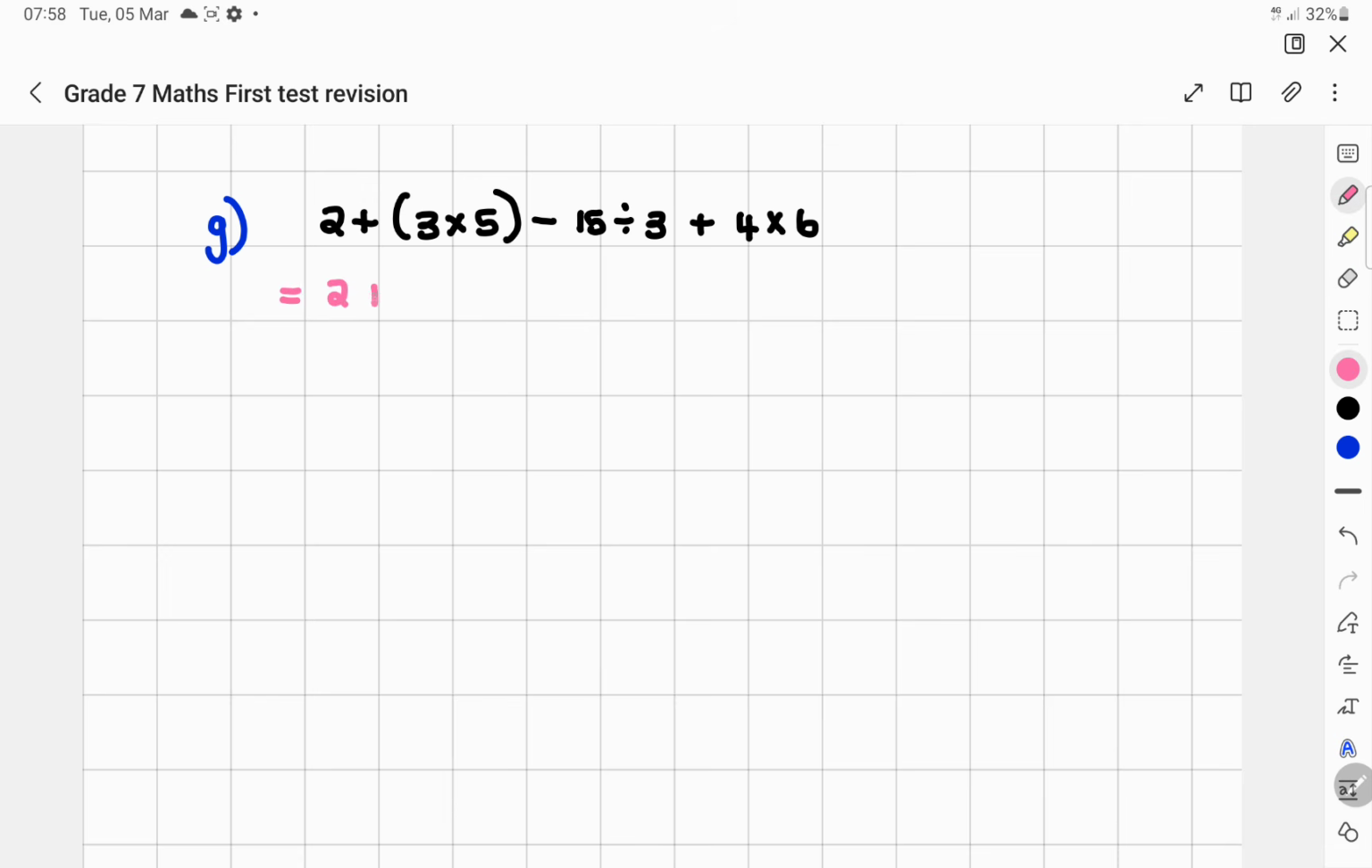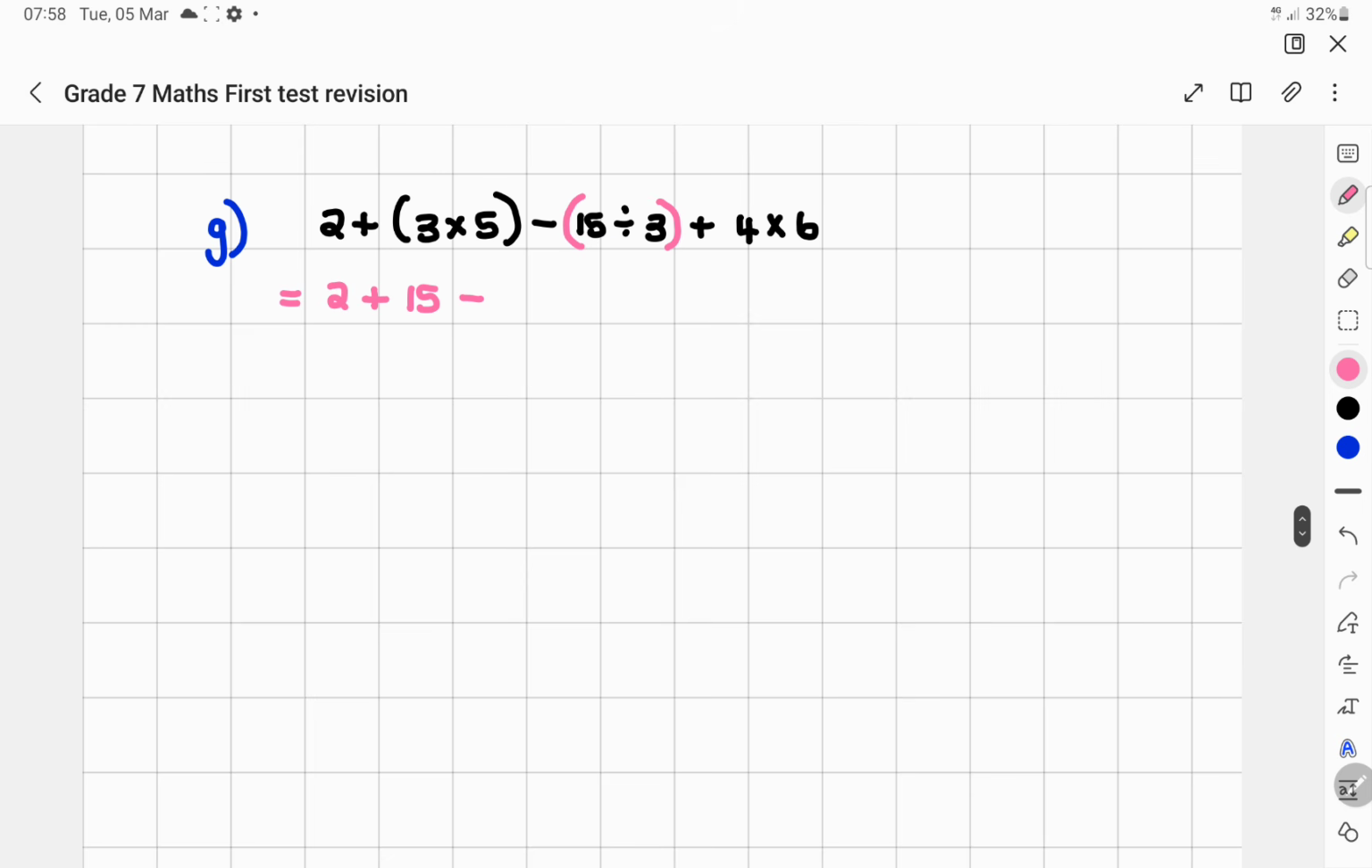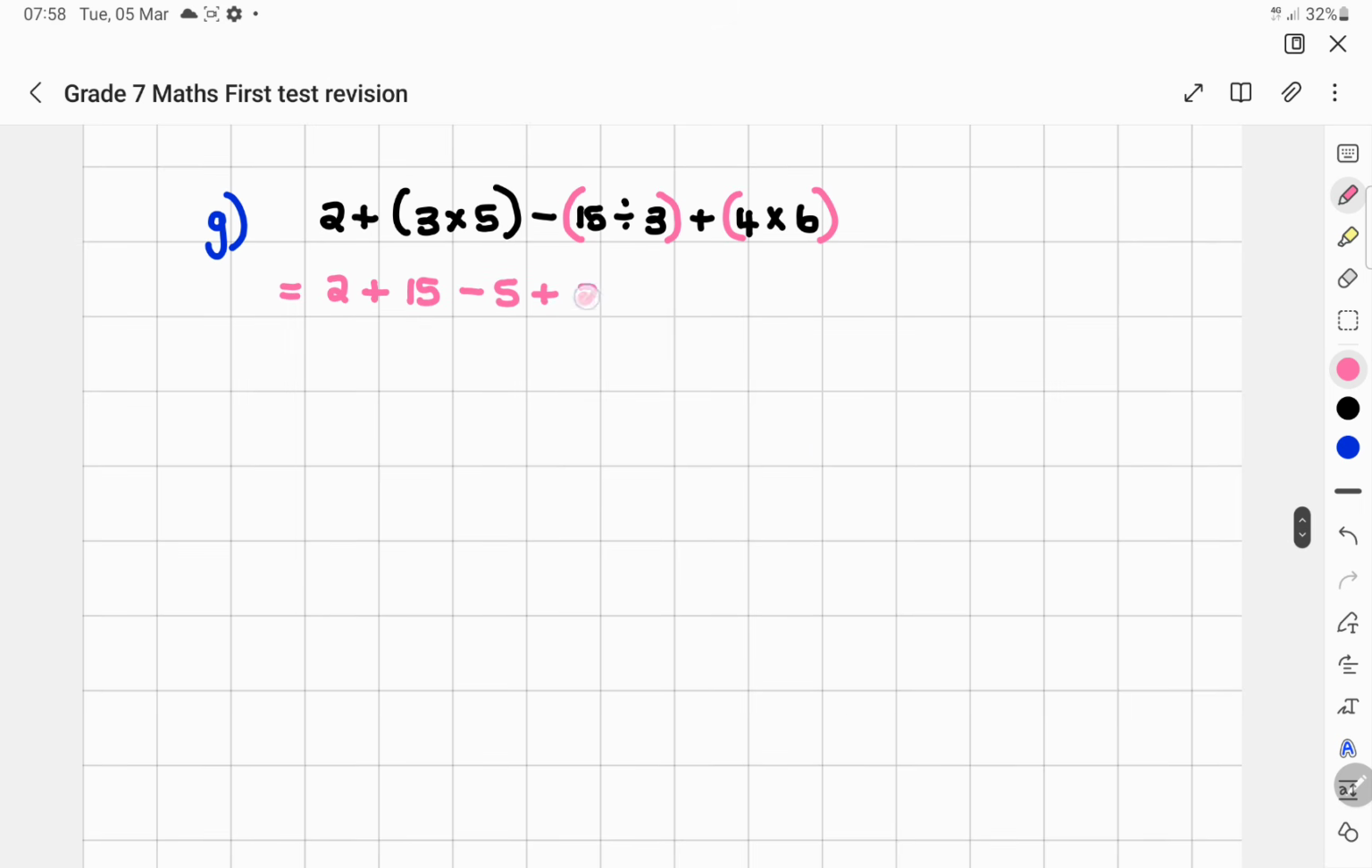So that is equal to 2 plus 3 times 5 is 15 minus. So again, we're going to do the division here as well as this. You can do it at the same time. You could have written it all over again and then just in the next step simplified that. But 15 divided by 3 is 5 plus, and then you had to do the 4 times 6 as well. So 4 times 6 is 24. And then if you work that out, 2 plus 15 is 17 minus 5 is 12. And 12 plus 24 gives you 36.